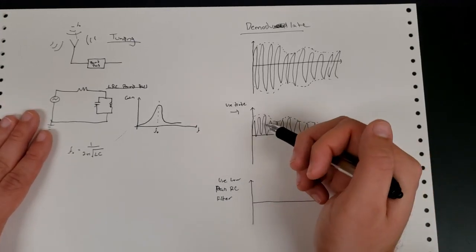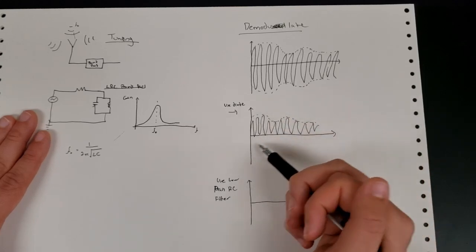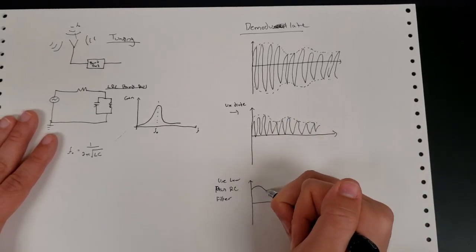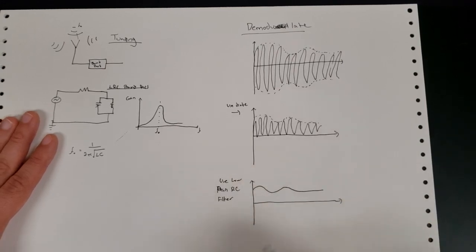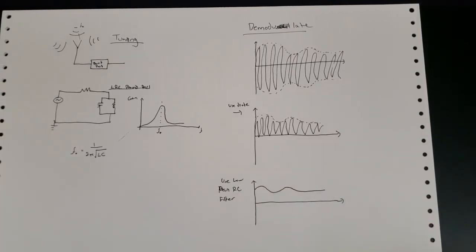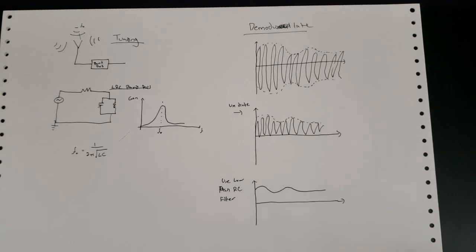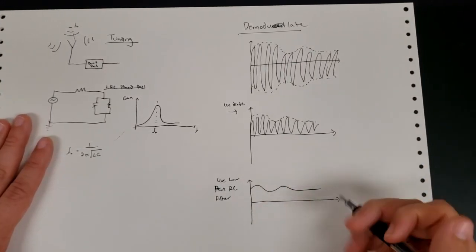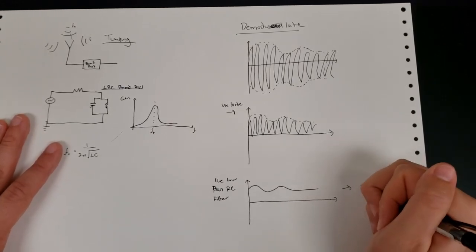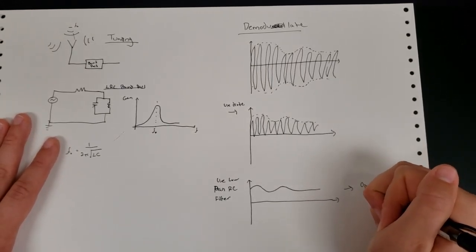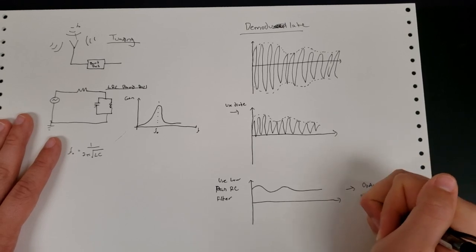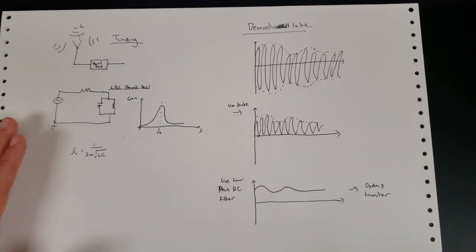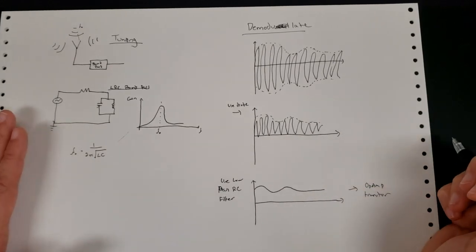So what we're left with, after we pass this signal that we've cut the bottom out of through an RC filter, is only this signal, which is what we want. Okay? And then we can take this now demodulated signal and send it to an op amp or a transistor or whatever we want to then use to amplify it.